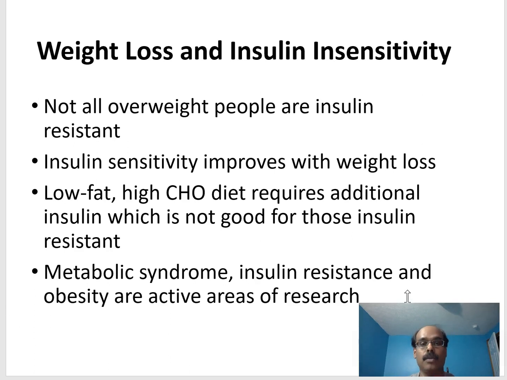Metabolic syndrome and insulin resistance are active areas of research in my lab, and I would probably talk about this in our future life science discussion forum. I can also talk about how, mechanistically, these increased free fatty acid levels cause hepatocyte lipotoxicity.